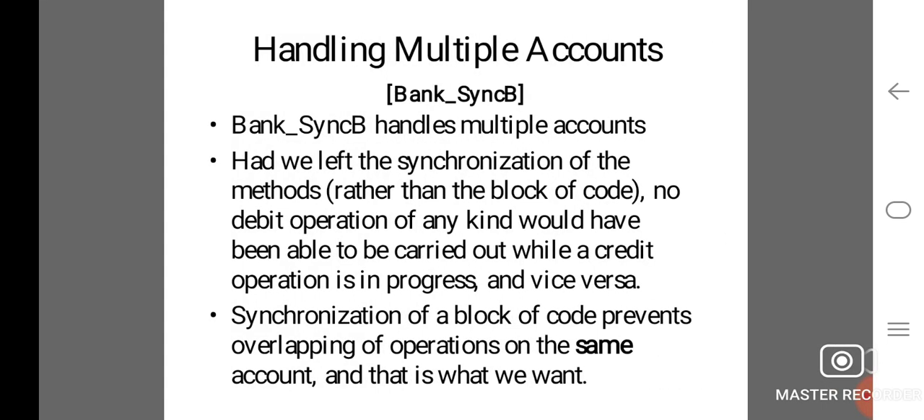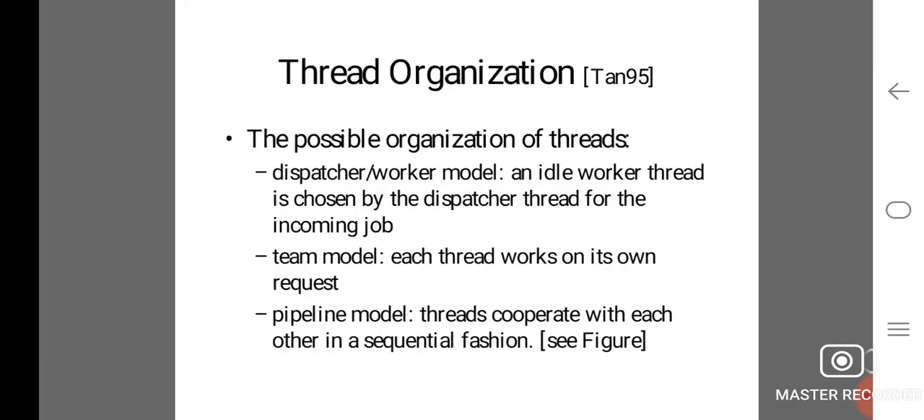Handling multiple accounts. Bank synchronization B handles multiple accounts. Had we left the synchronization on the method rather than the block of code, no debit operation of any kind would have been able to be carried out while a credit operation is in progress, and vice versa. Synchronization of a block of code prevents overlapping of operations on the same account, and that is what we want.